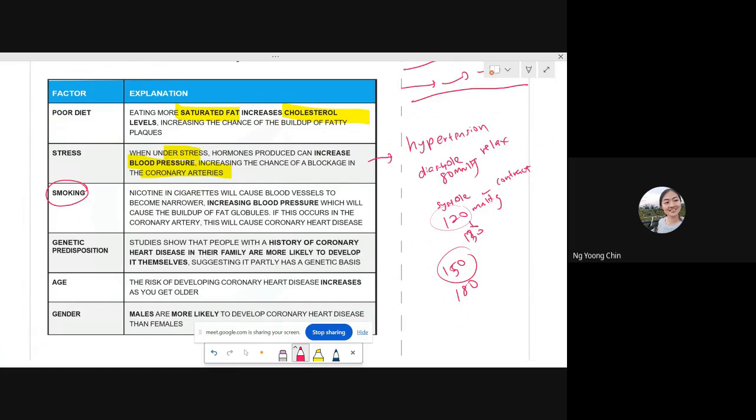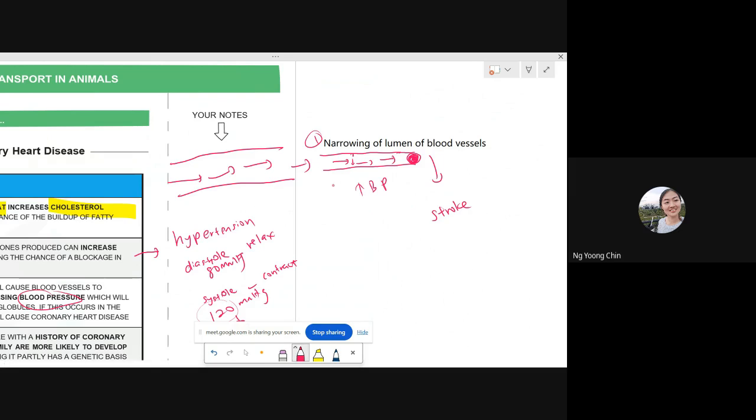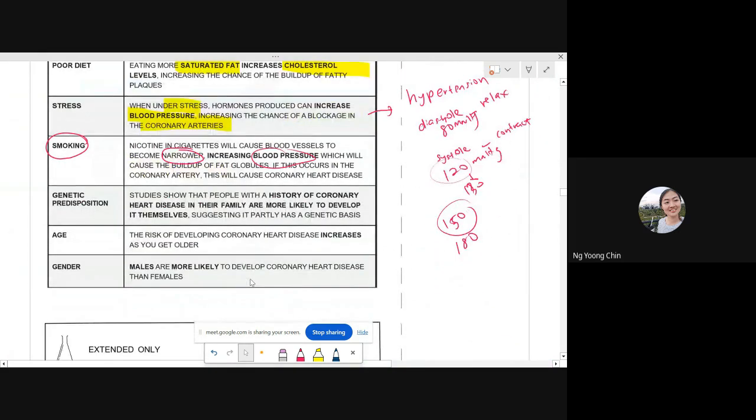And then smoking also. Nicotine in the cigarette will cause the blood vessel to become narrower, so increasing the blood pressure. Because when your blood vessel becomes narrow, you are actually reducing the volume. So if you reduce the volume, definitely the pressure within the blood capillary will increase. Together with the fats and the plaques, they will cause coronary heart disease.